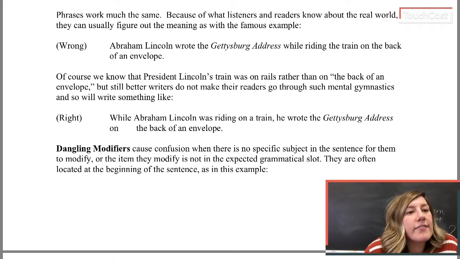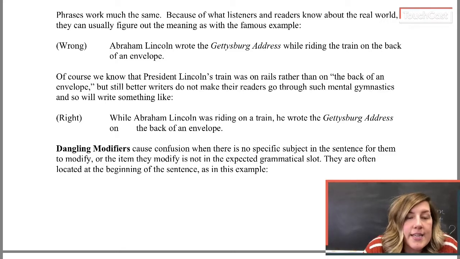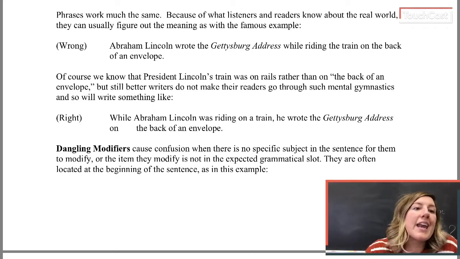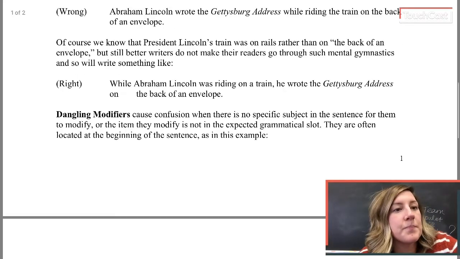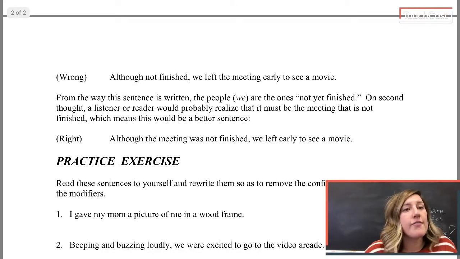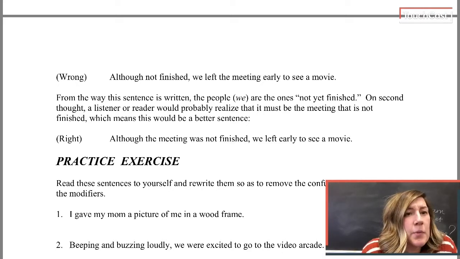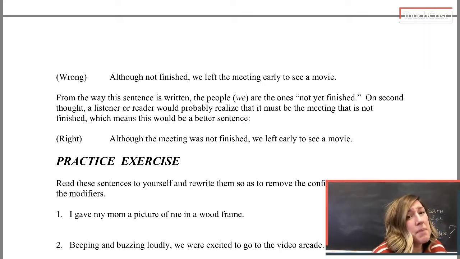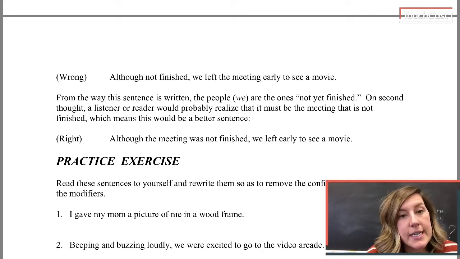Okay? Dangling modifiers cause confusion when there is no specific subject in the sentence for them to modify, or the item they modify is not in the expected grammatical slot. They are often located at the beginning of a sentence, and here's an example. All right. Although not finished, we left the meeting early to see a movie. From the way the sentence is written, the people, we, are the ones not yet finished. On second thought, a listener or reader would probably realize that it must be the meeting that is not finished, which means this would be a better sentence. Although the meeting was not finished, we left early to see a movie.